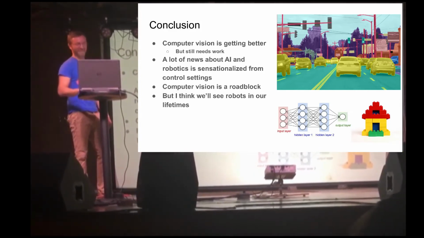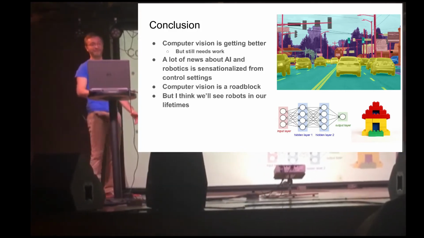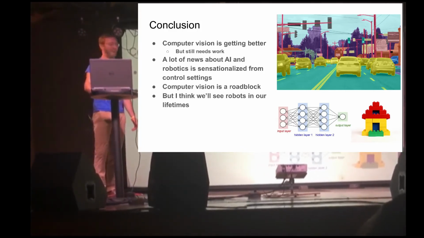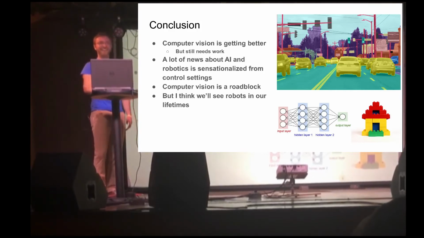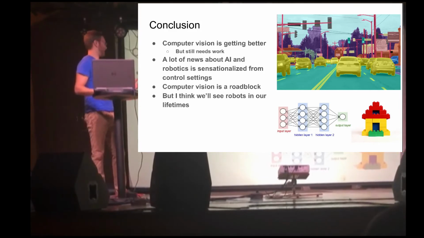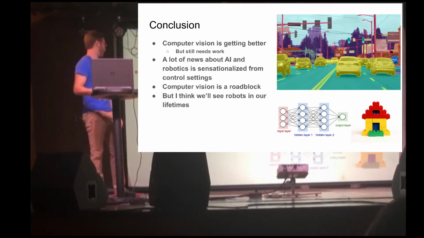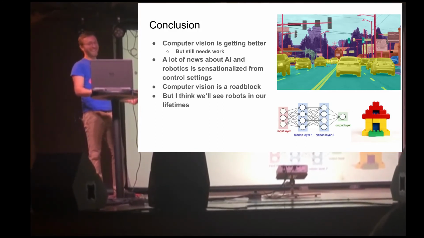So, I hope you guys learned something from this talk. I hope you know that computer vision is getting better, but it still definitely needs a lot of work. And if you're gonna take something from it, I kinda wanna leave you with this. There's a lot of news that's coming out these days about AI and robotics, and a lot of it is just really sensationalized. Like, you have a lab that made one really cool video in a controlled setting and published it, and someone wrote an article about how we're gonna have robots tomorrow. And that's probably not gonna happen.